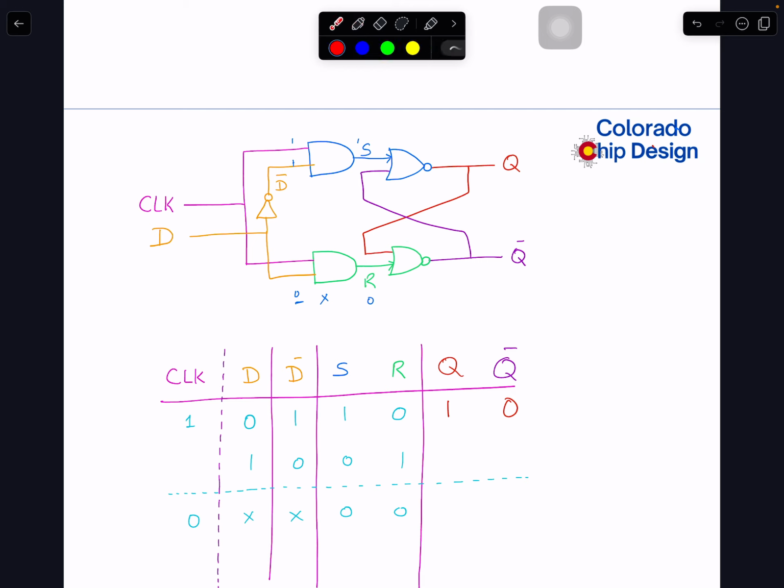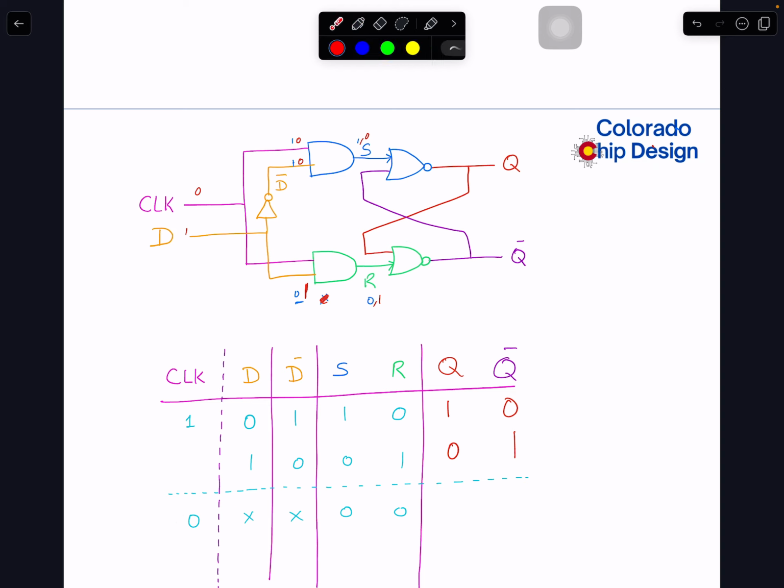Now look at clock is 1, D is now 1. Then this is 0, this is 0, and that is 1 because this is 1. So this is 1 now, and this is 0 now. What does that mean? That means we have this scenario: S is 0, R is 1. Now look at the case when clock is 0.